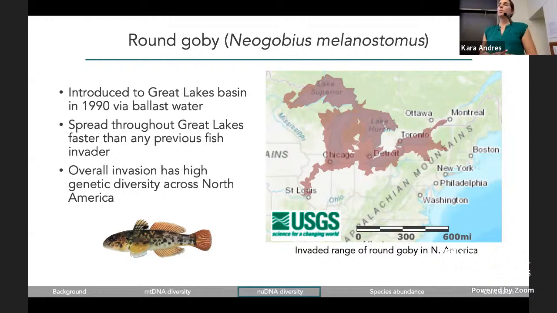So previous genetic work in this species has shown that across its invaded range, it does have high levels of genetic diversity. This is potentially because there were just a ton of individuals introduced at the original invasion, or that they've become genetically diverse since invasion, but there is high genetic diversity across their invaded range. And we wanted to see if we could detect that genetic diversity using environmental DNA.